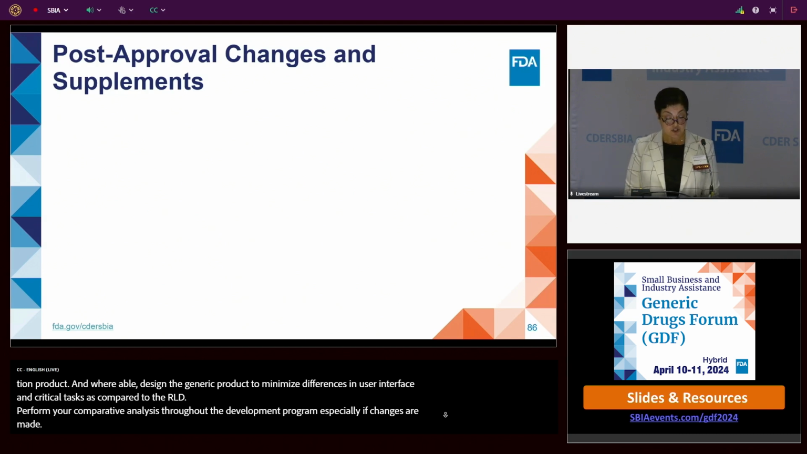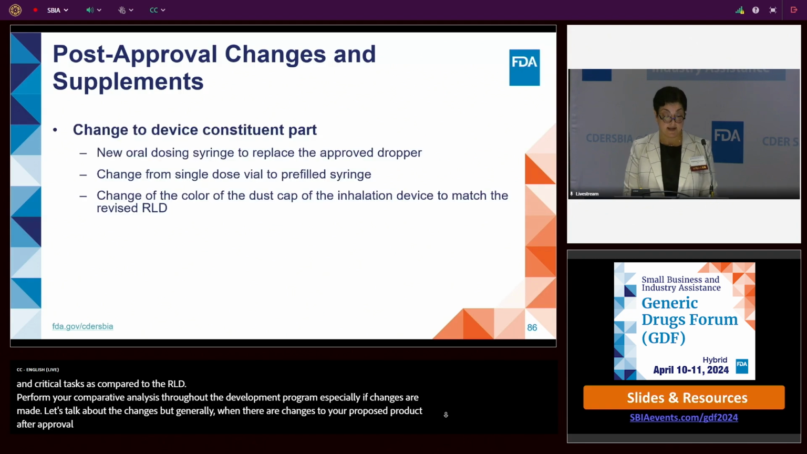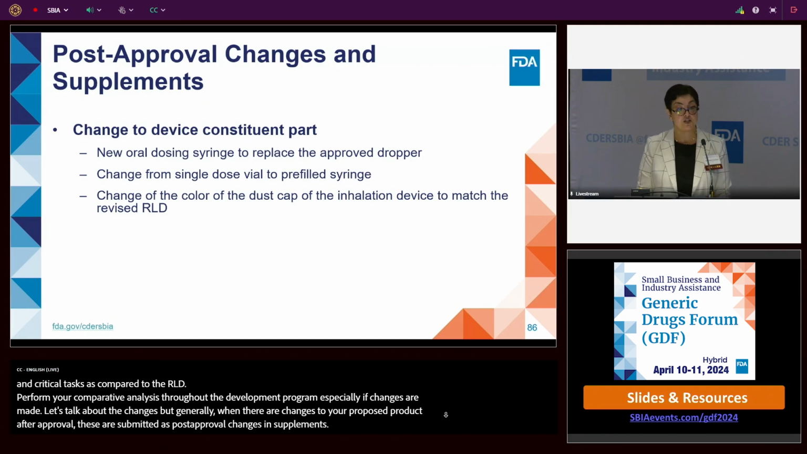Generally, when there are changes to your proposed product after approval, these are submitted as post-approval changes and supplements. Again, DCR is the lead for the assessment of the comparative analysis submitted with post-approval changes and supplements. A change may be a change that's applicable to the device constituent part.